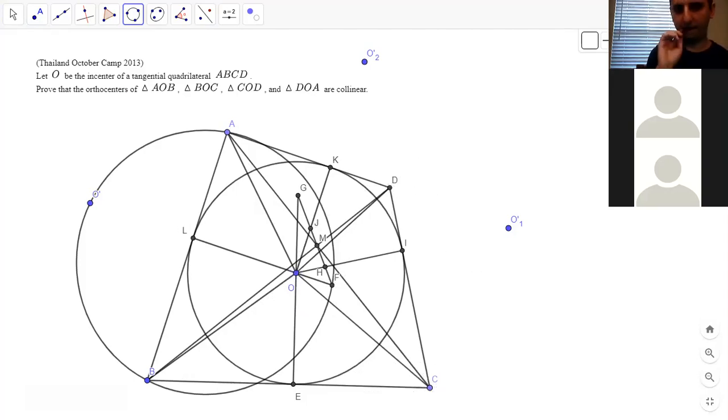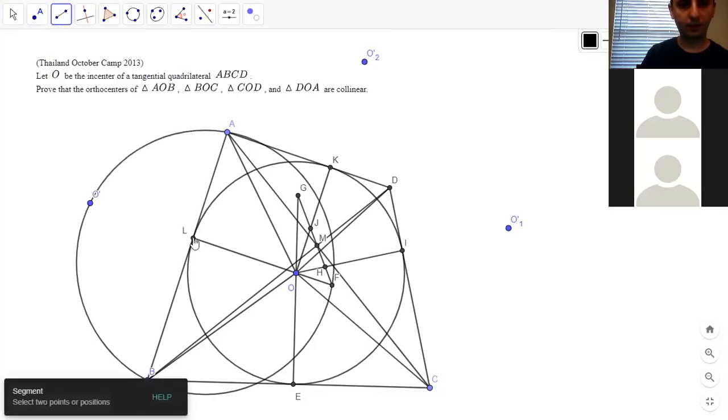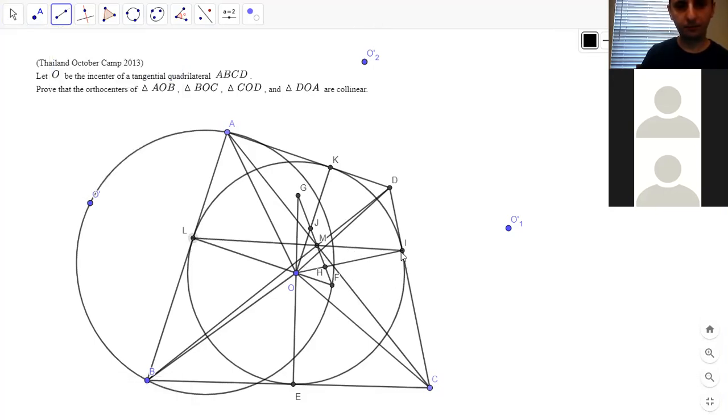M lies on KE and LI. Is that true? Really? It's a well-known lemma. I'd heard of Newton's theorem, but I don't think that's it. Can you delete the other circle? Yeah.